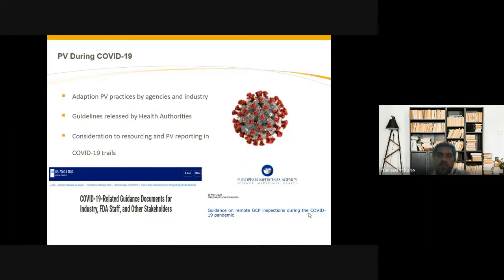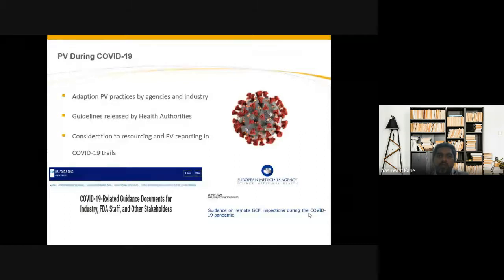Okay, PV during COVID-19, adaptation of the PV practices by agencies and industry. Many of the adverse event reports were happening through physical form, but now the industry as well as the health authorities need to adapt, and they are already in the process of adapting electronic submissions so that the monitoring of drugs never stops. Many of the guidelines, as you see in the screenshots down the PPT, are led by health authorities, and companies or the pharmaceutical industry need to follow those while reporting to the health authorities about the drug.